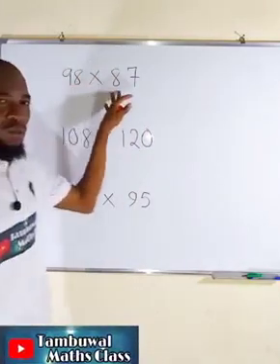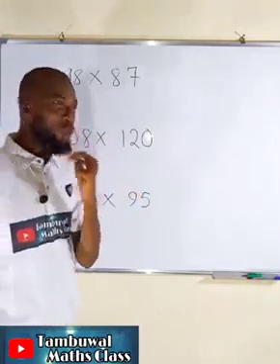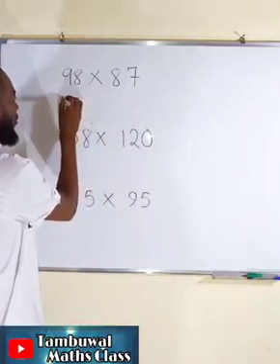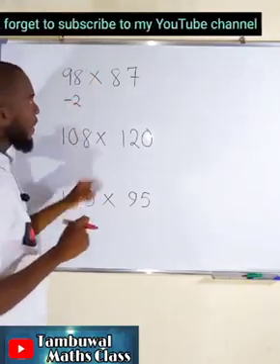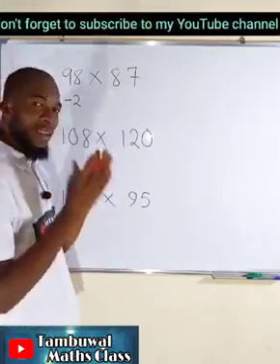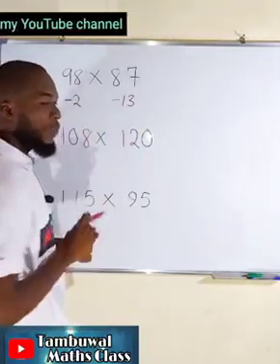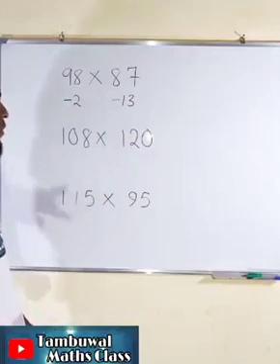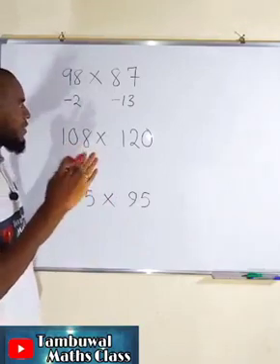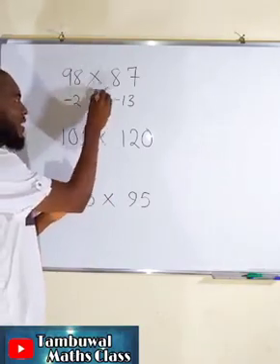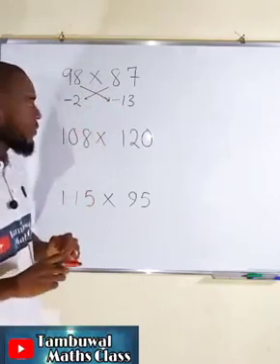If you examine these two numbers, this one is less than 100 by 2. So you write minus 2 here, just below it, because it is less than 100 by 2. While this one is less than 100 by 13. So it is 13 less than 100. This is the first thing to do. Secondly, if you realize something, adding either this number or this number, you will get the same value.